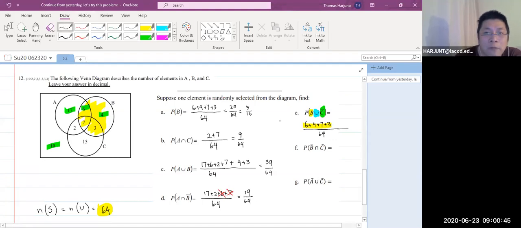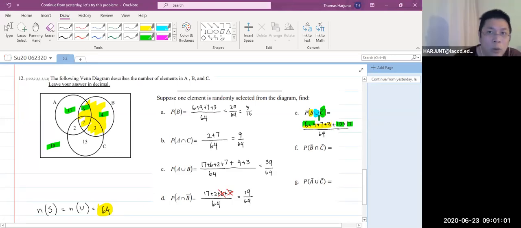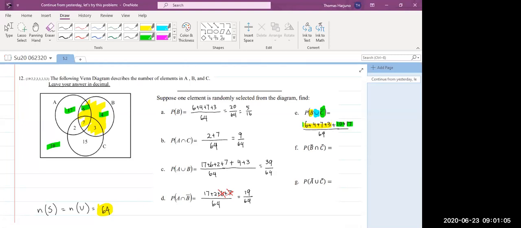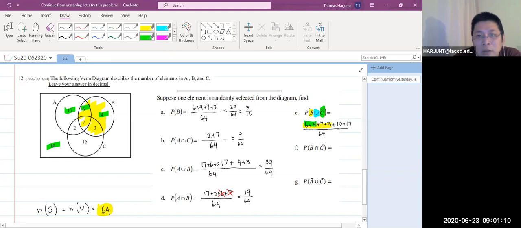So I'm supposed to add 10 and 17 and 6 and 4. But the 6 and 4 were already counted earlier. Right? That's why I don't count them anymore. Okay, so let me just leave it like that. So this equals 20, that equals 47 over 64.